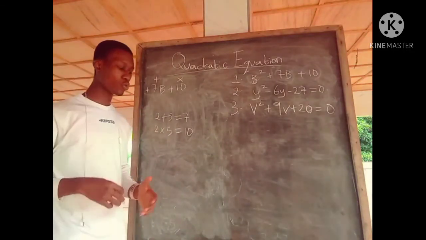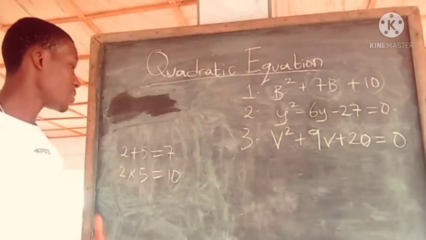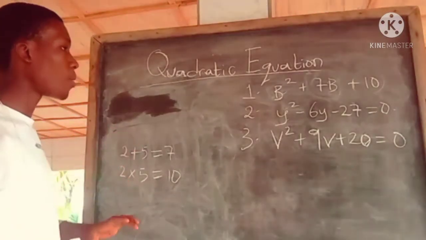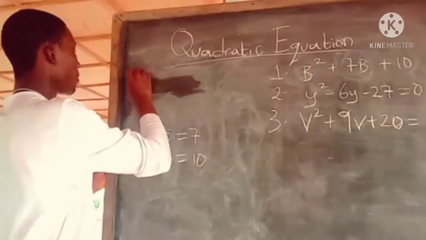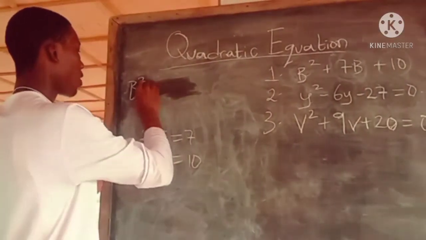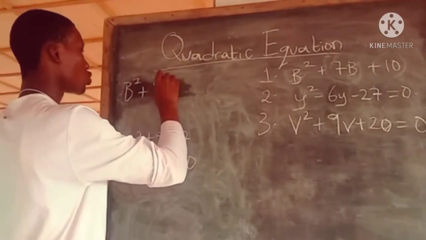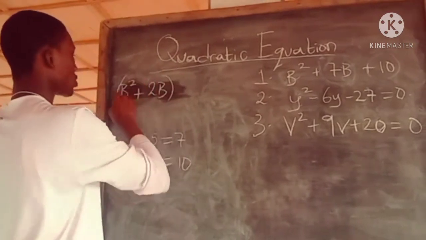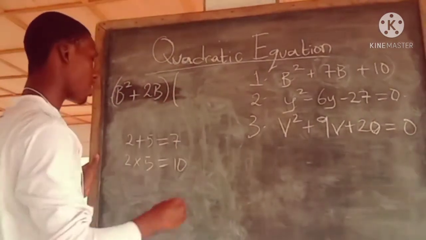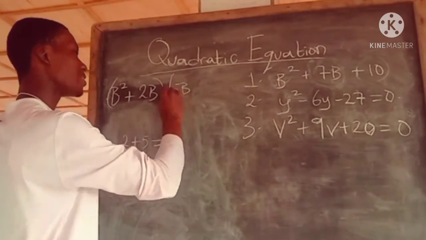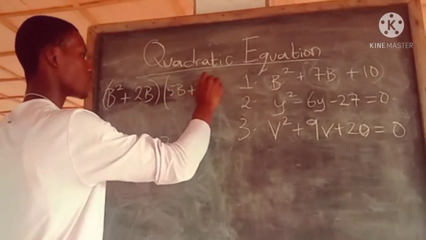So what's the next thing that we do? We have to factorize out. Which means that we are going to use these numbers here in the equation. b squared plus 2b. Now we have to close these brackets. We open another one and then we write 5b inside plus 10.